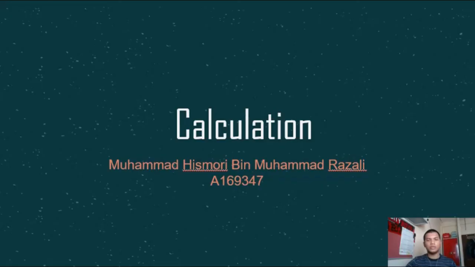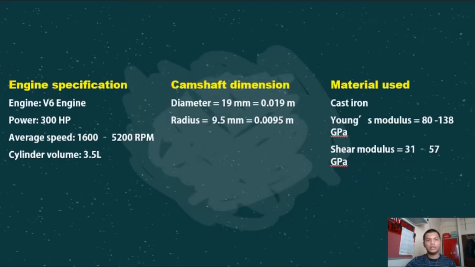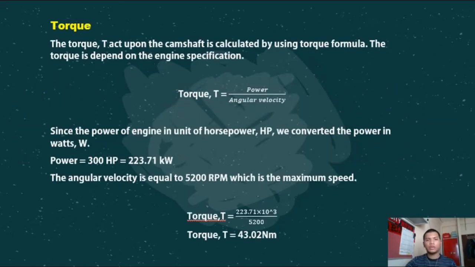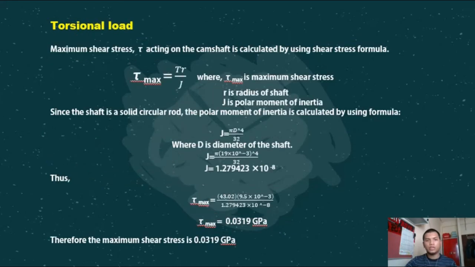Hi, I'm Mohammed Ismori. For the calculation part, here are the engine specification, camshaft dimension, and material values used for our calculation. First of all, we calculate the torque acting upon the camshaft that is produced by the engine using the torque formula. We get the torque equal to 43.02 Newton meter. Next, we calculate the torsional load, where the maximum shear stress acting on the camshaft is calculated using the shear stress formula. We get the maximum shear stress equal to 0.0319 gigapascal.